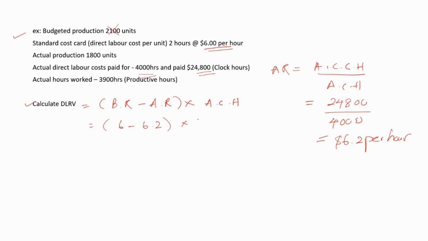Actual clock hours is equal to 4000 hours. This is equal to negative $800, which means $800 adverse. This is because the actual rate is higher than the budgeted rate.